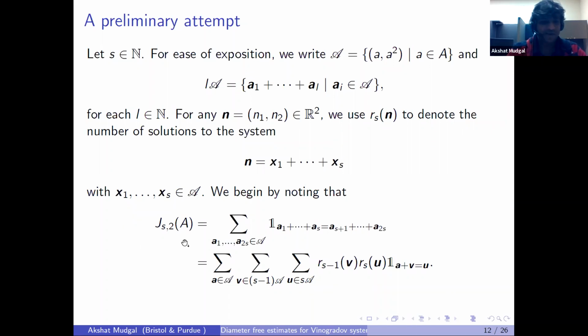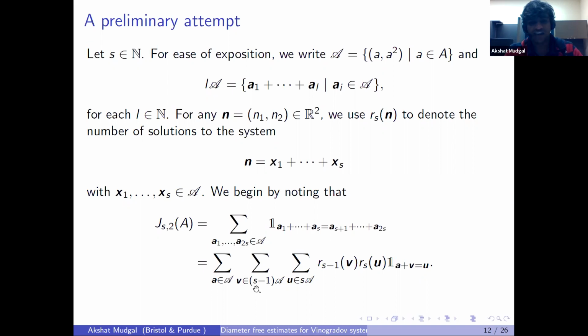So we begin by noting that J_S of A is really a sum over these 2S vectors, and you hit one whenever the S-fold sums equal each other. So this is tautological. This is just representing the Vinogradov system as this nice count. But I can now do something. I'll write this a_1, which lies in A, as simply a. With the rest of the sum here, I'll write a_2 plus a_3 till a_S as v. So now v is a_2 plus a_3 till a_S.